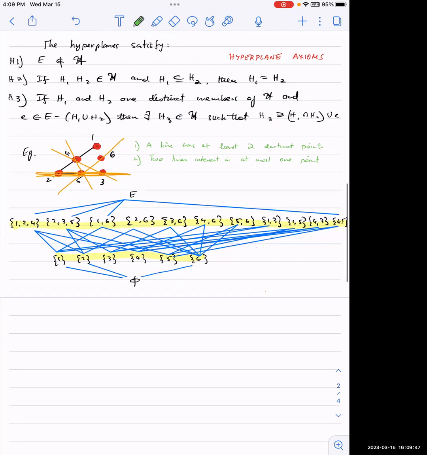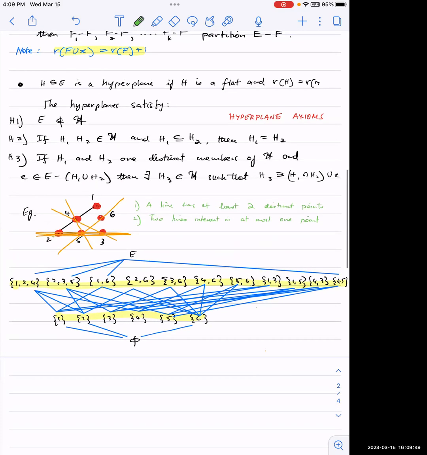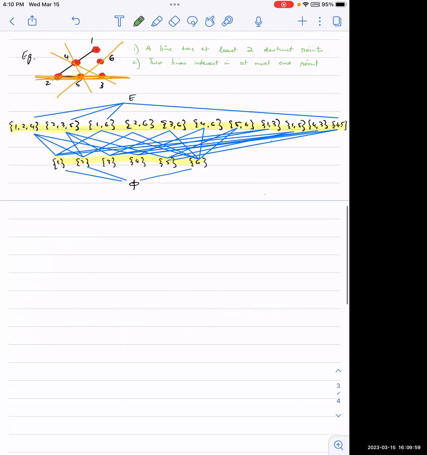So, all right. So today we're going to do lattices, completely different from what we've been doing so far. And it's just really amazing that matroids have all these different perspectives.